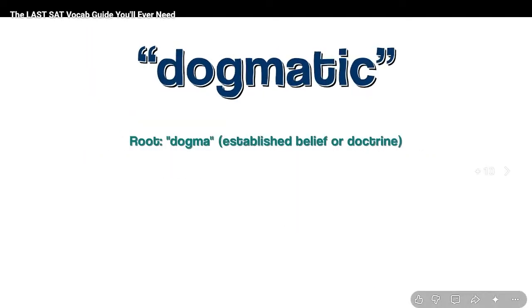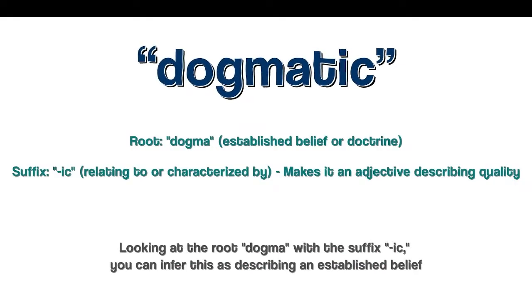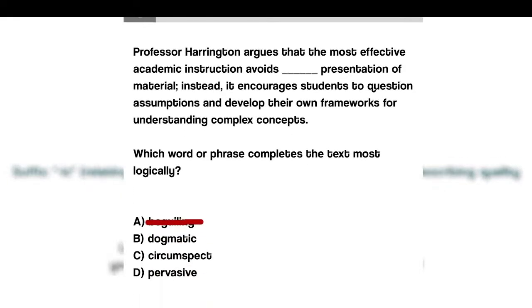is a which means established belief or doctrine, and the suffix ik, which means to relate to or characterized by. So this just makes the word an adjective describing quality. So looking at the root dogma with the suffix ik, you can infer this as describing an established belief, which is actually what we're looking for, as this would contradict individual thinking. So maybe this is correct.